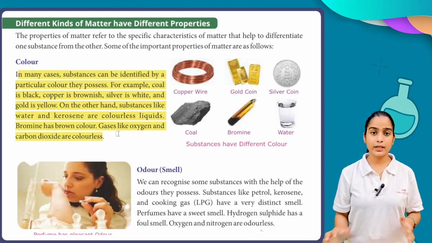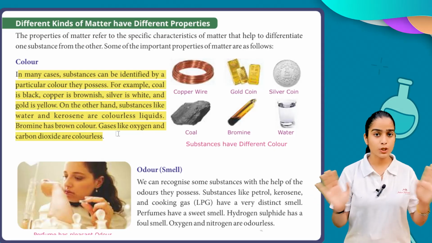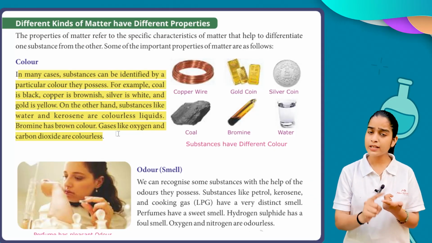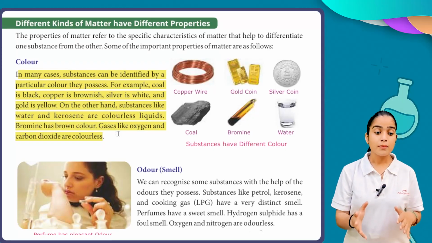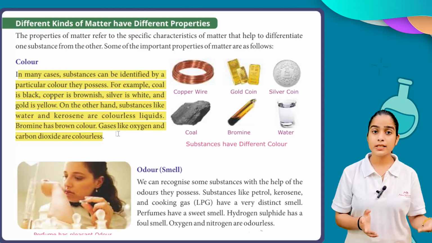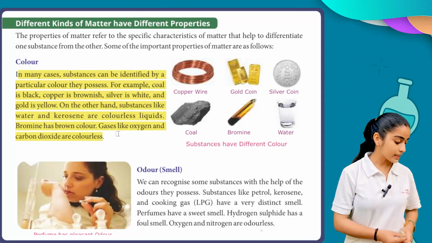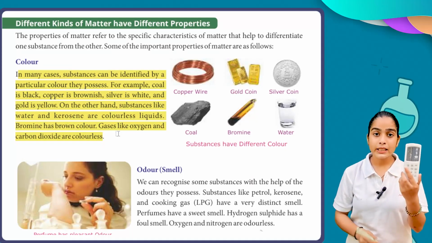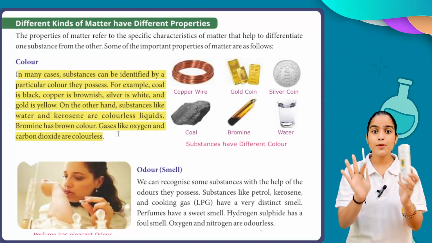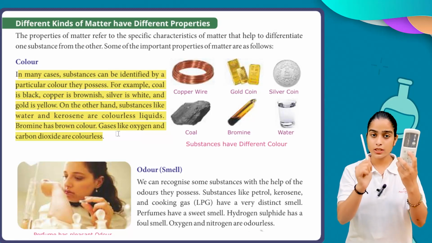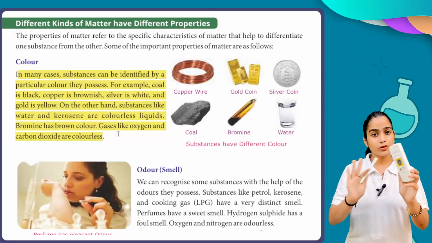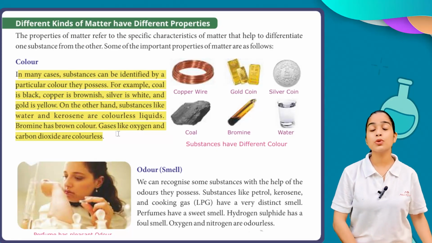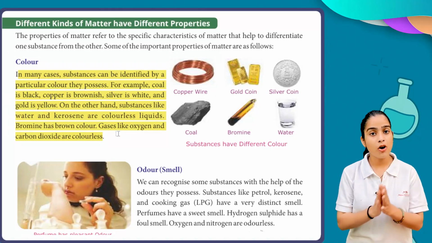So what we understand here is that on the basis of color only, we can distinguish between matter. For example, silver is white, gold is yellow, copper is brownish, and water is colorless. For example, this AC remote is white in color, this pen is green in color. With the help of color, I can distinguish between both things. This is a category on the basis of which we can distinguish our matter.